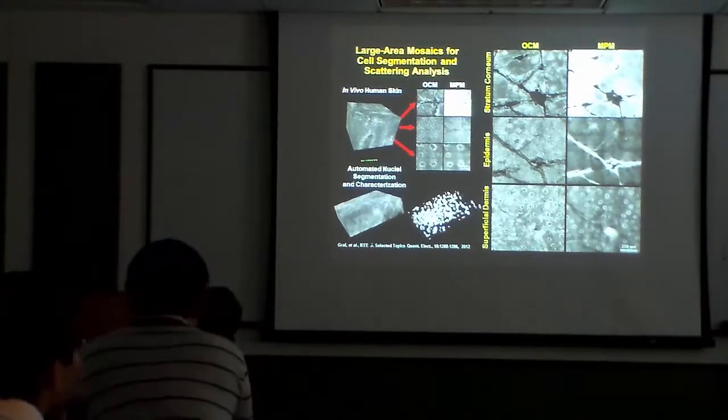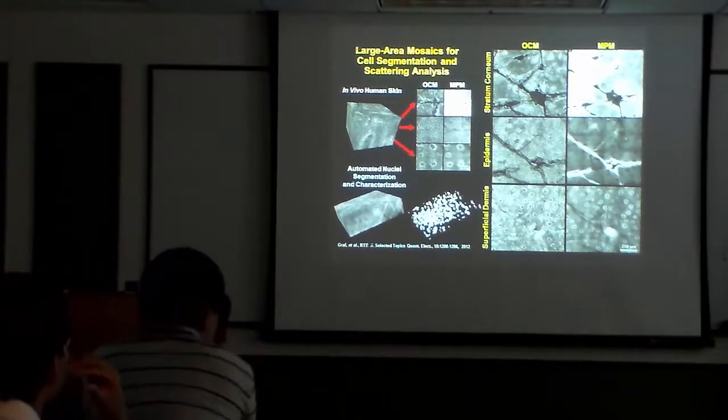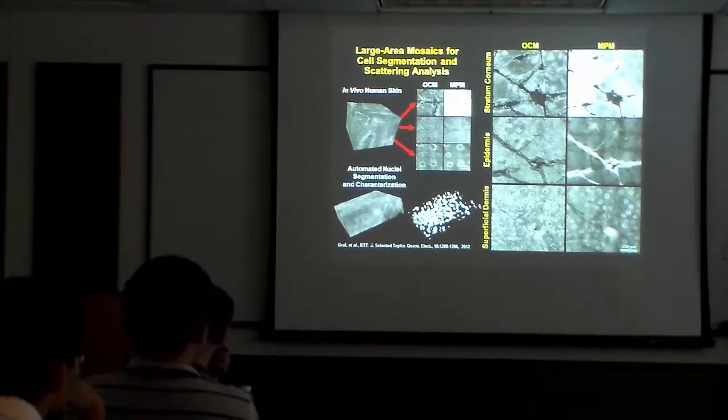Anyways, we can do things such as identifying the nuclei in these 3D volumes and characterize how those nuclei may change in size depending on different disease states, and track that. Again, this is all label-free, non-invasive, in a grad student's forearm.